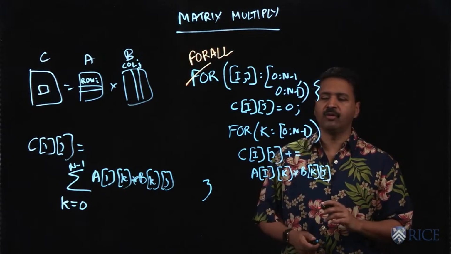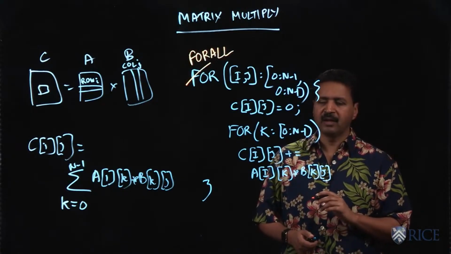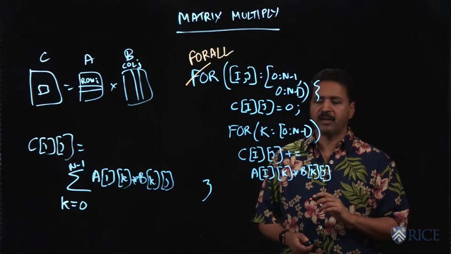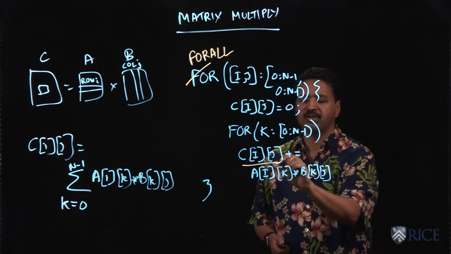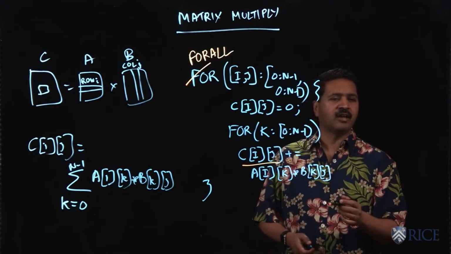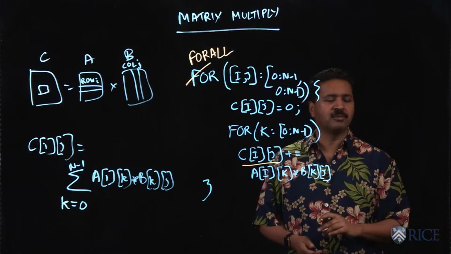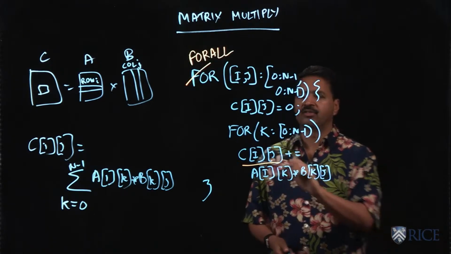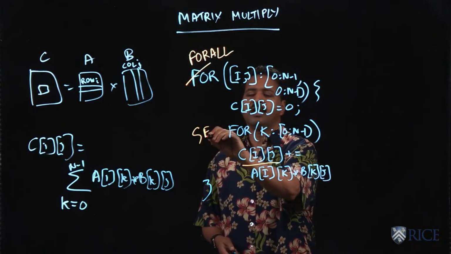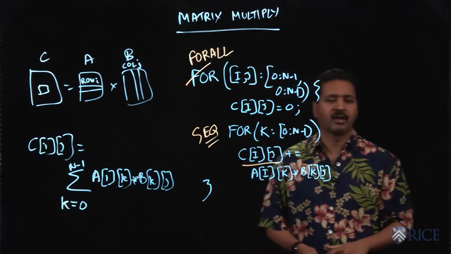So what about the k loop? Can we run it in parallel? Well, there's an issue over there, because if you imagine all these k iterations running in parallel for the same C sub ij, each k iteration can read and write the same C sub ij, and that would lead to a data race, as we've discussed earlier. So we have to keep this k loop as sequential.